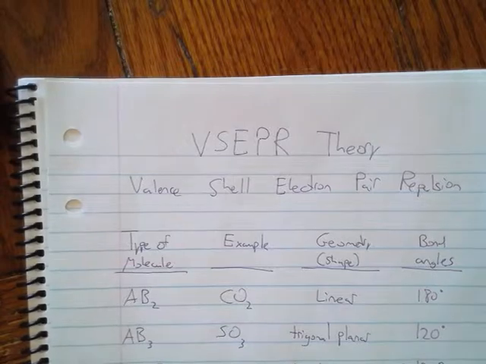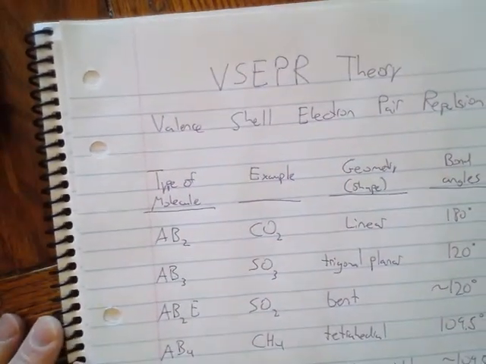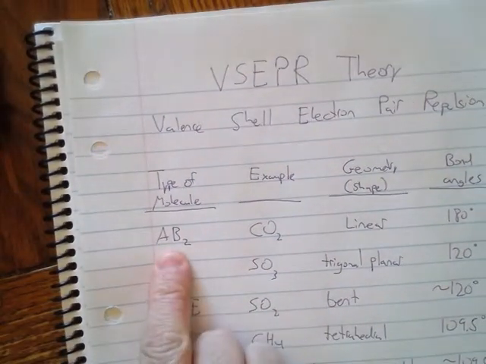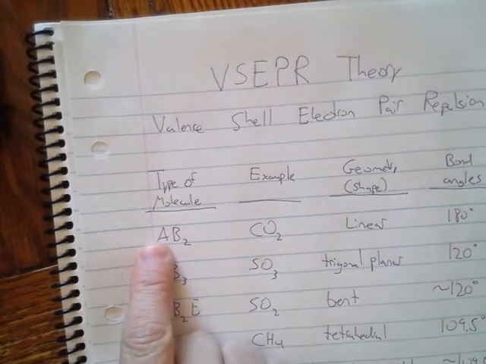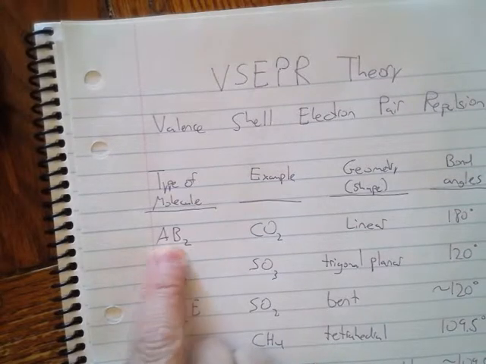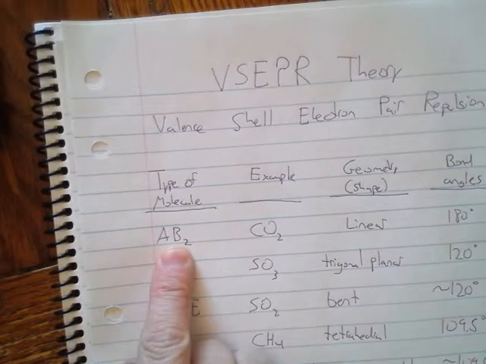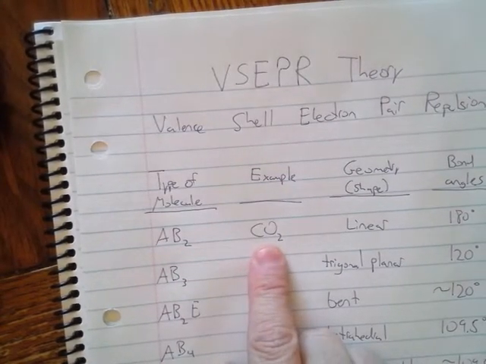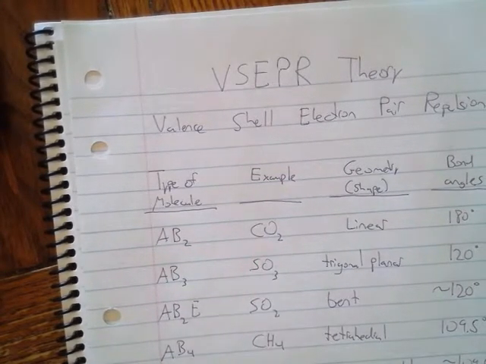Let's start with the first type of molecule, which I'm going to label an AB2 type. Now what do I mean by an AB2? A stands for the central atom and B stands for the atoms that are attached to it. So in this example I have a 3-atom molecule, a central atom with 2 atoms attached to it. So for example, carbon dioxide, CO2, would be an AB2 molecule.